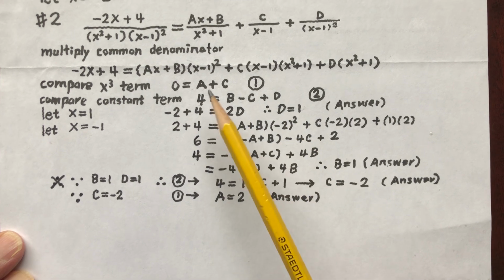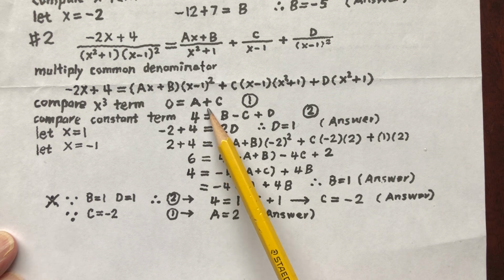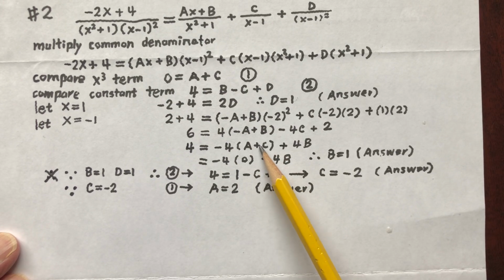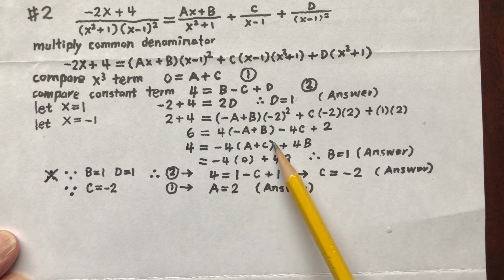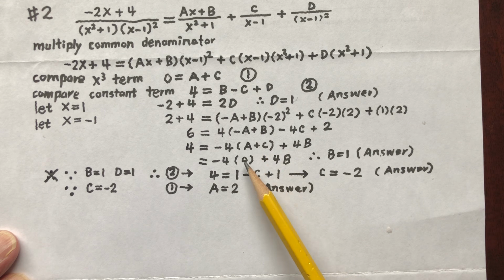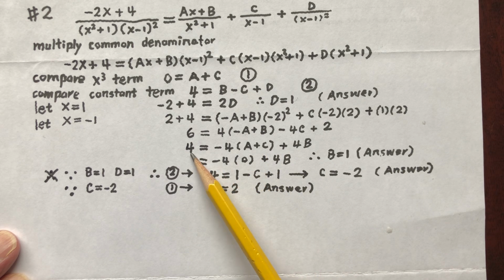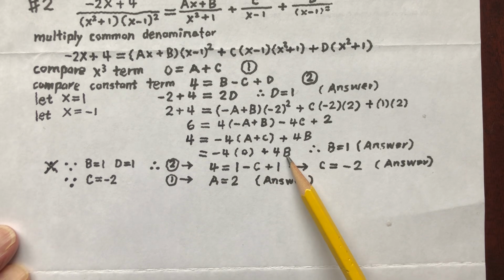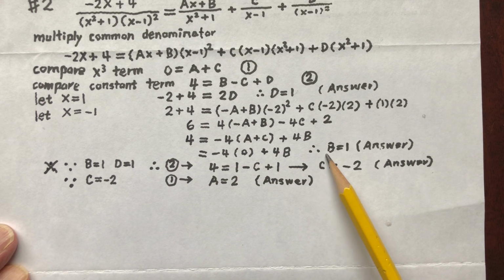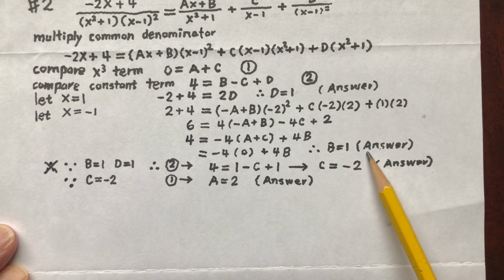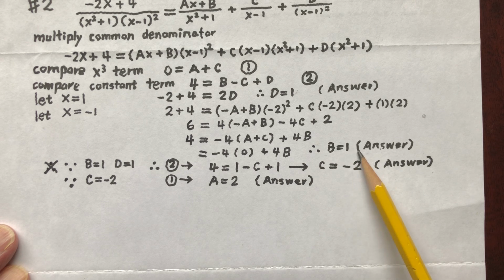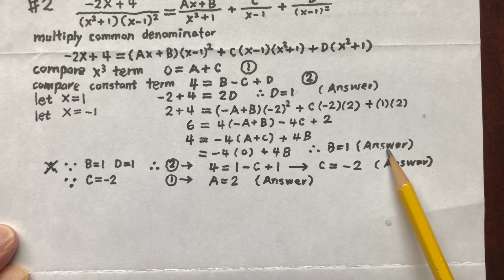But look at equation 1. A plus c is 0. Therefore, a plus c, this bracket, is 0. So I have 4 equals 4b. This gives me b is 1. That's another one of our answers.